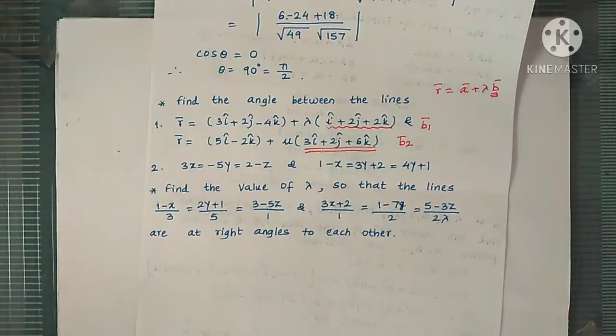So these two are b1 bar and b2 bar, and then use the formula cos theta equals modulus of b1 bar dot b2 bar upon modulus of b1 bar modulus of b2 bar, and you can find the angle. For the remaining two questions, such types of questions are covered in the video, so you can solve them.